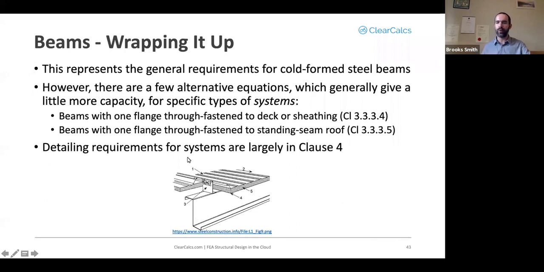Most of the detailing requirements for cold formed steel systems are contained in clause 4 of AS 4600. Those will be things like minimum spacing of torsional restraints and what qualifies as different types of bearing restraints and how you calculate forces in those restraints.